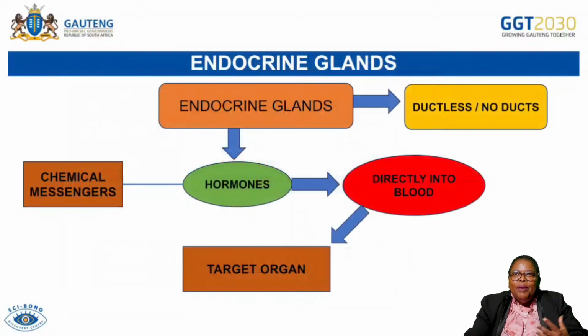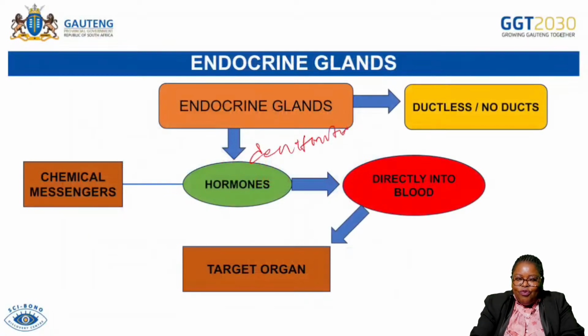Where do we find them? You must know their secretions. Now, according to the exam guideline, you must also know the definition. Definition of what? Of hormones. So hormones are what? Chemical messengers. And remember, we've got types of endocrine glands there.